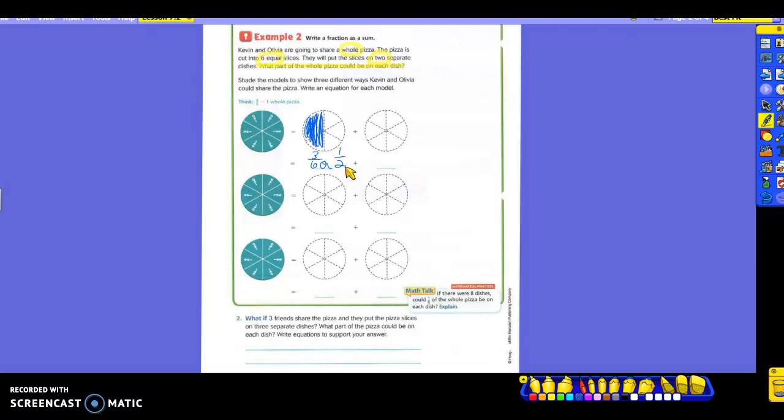The 3/6 again. So this means they are going to have an equal amount. Each person is getting 3/6 or 1/2 of the pizza. So whatever you choose, when you add them together, they have to equal what? 6/6 or 1 whole. 6/6 is a whole. We know we're sharing a whole pizza, so we need to make sure that it equals 1.